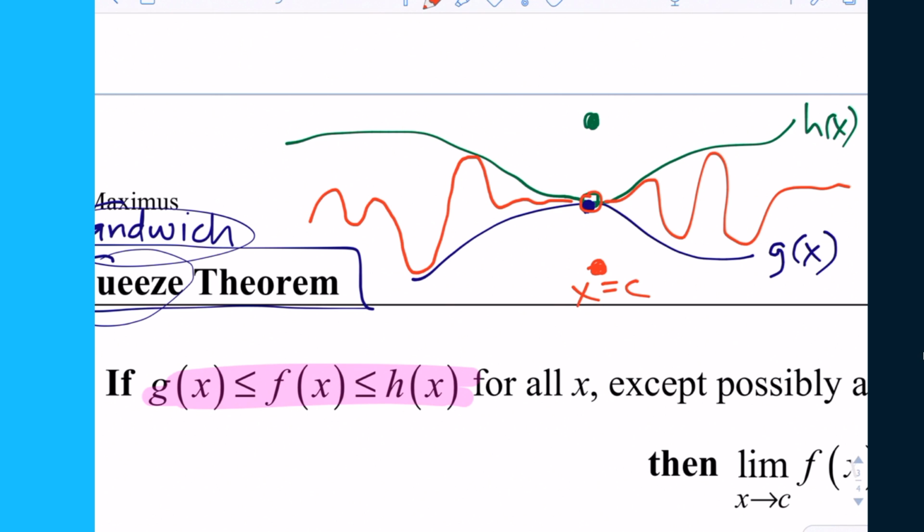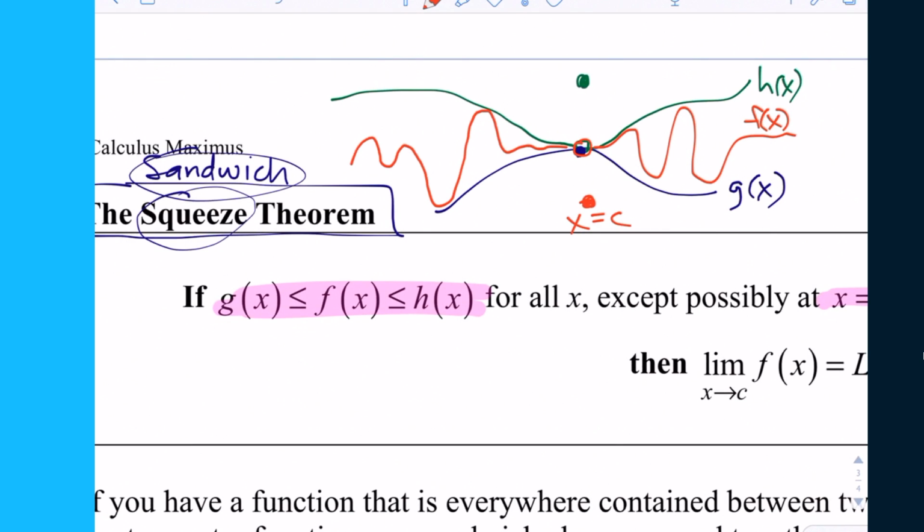The red graph, f of x, is going to be contained between g and h everywhere except possibly at c. Well, because h and g pass through the point, or have a limit, I should say, of c comma L, then the red function also has a limit. It's sandwiched in between there. It's kind of a no-duh kind of idea, right? The meat is between the 2 slices of bread.